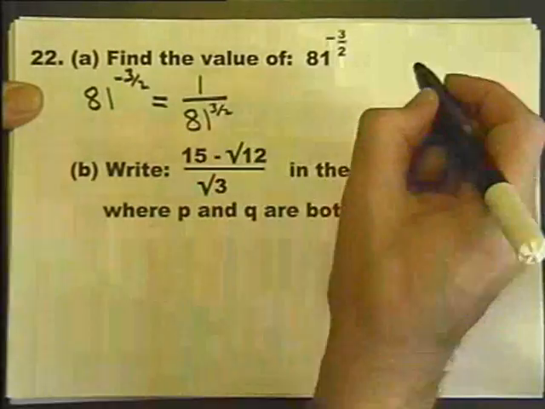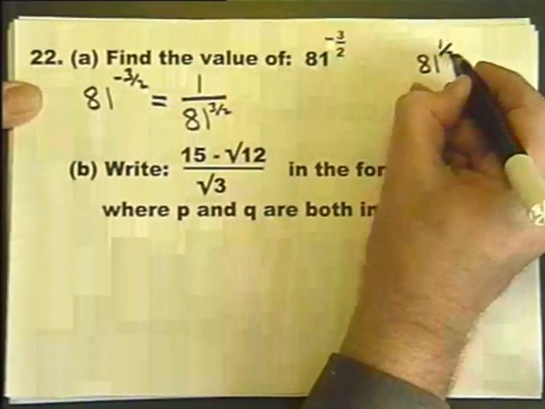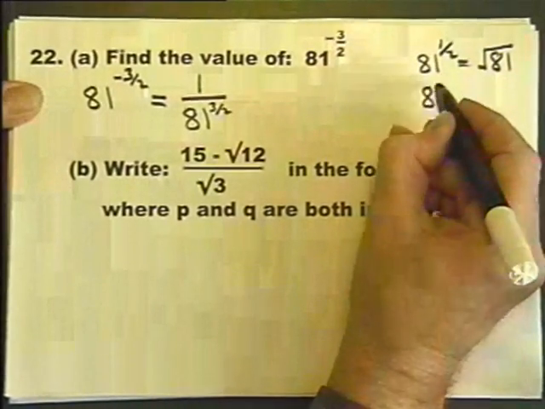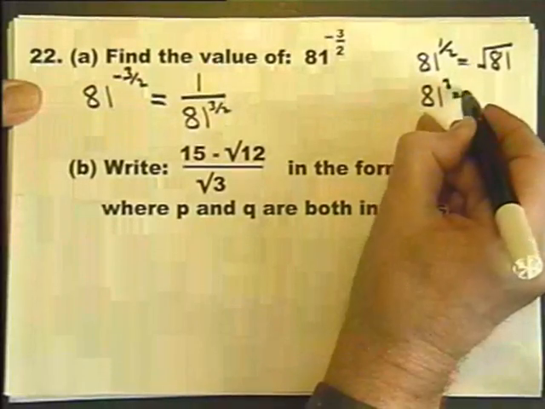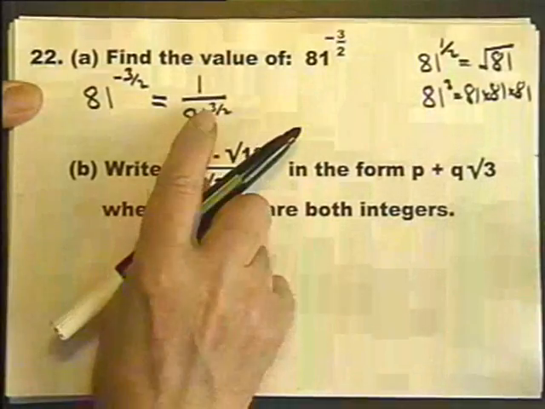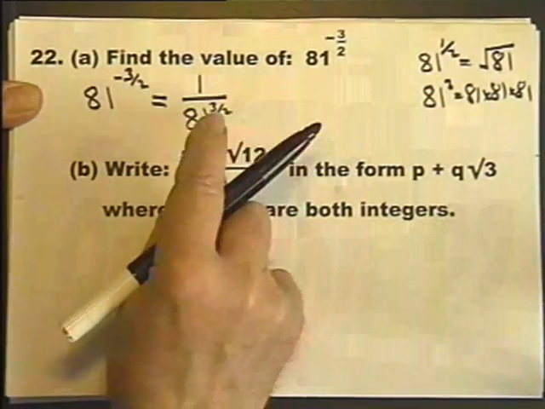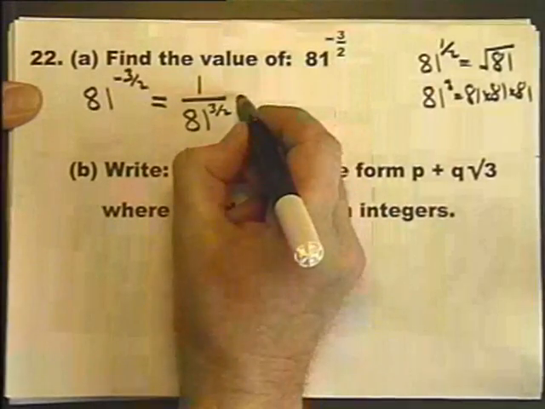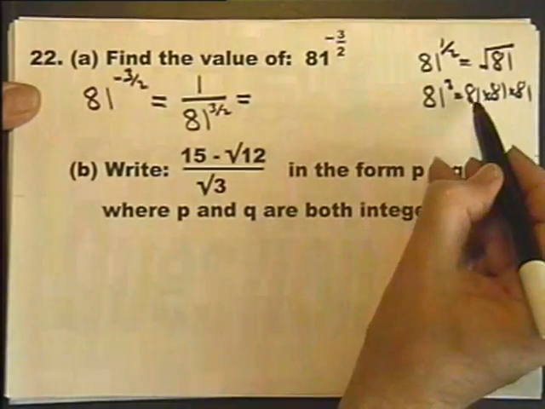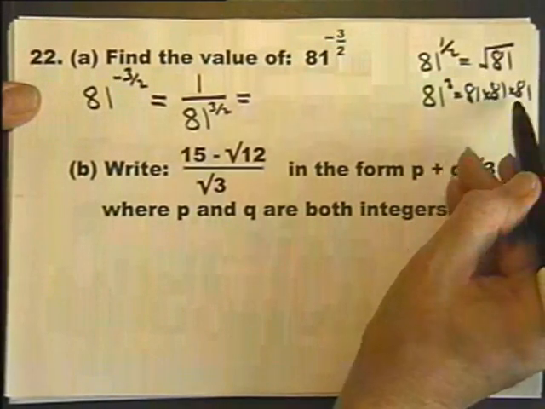Now let's look at the 3 over 2. You should know that anything raised to the power half means find the square root of, and anything raised to the power 3 means cube it. So raised to the power 3 over 2 means cube it and square root it, or square root it and cube it. You can do it in any order, but being a non-calculator paper, I think finding the square root of 81 is easier than cubing the 81.